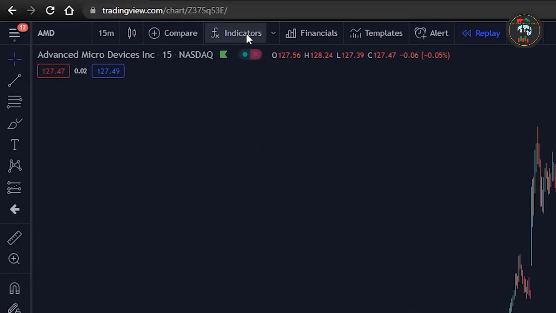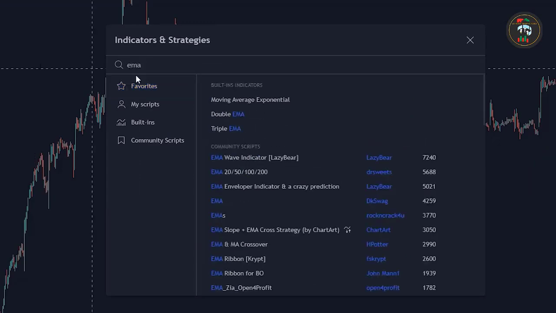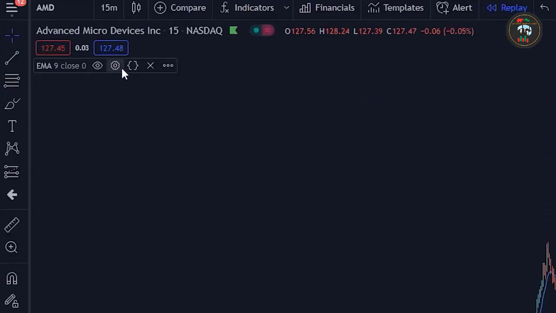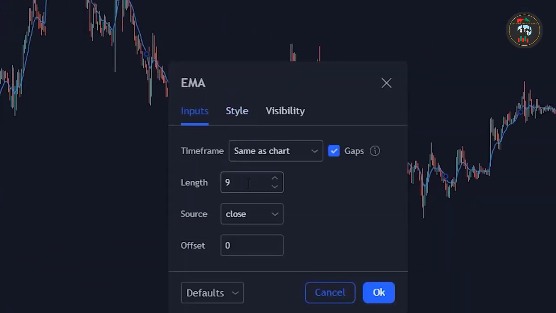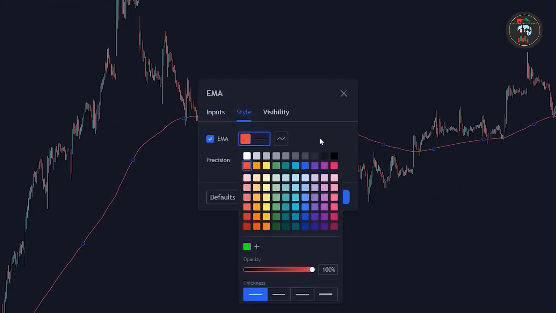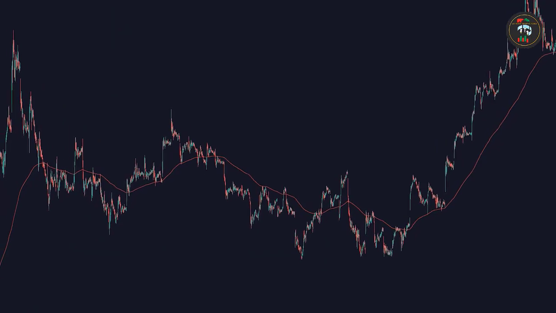Just go to TradingView, click on the Indicators tab and enter the EMA for the exponential moving average. Then go to the indicator settings and change the length to 200. This will give us a 200-day moving average. I've also changed my line to red so you can see it better, but it's optional.